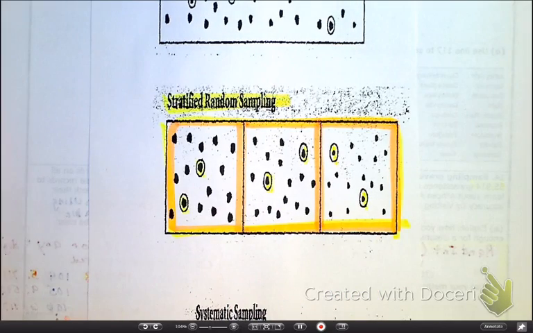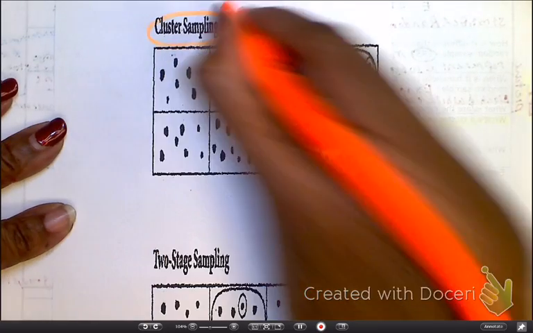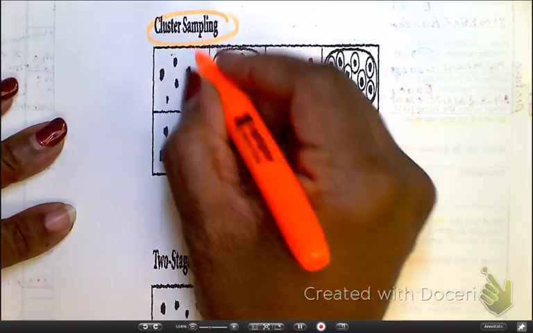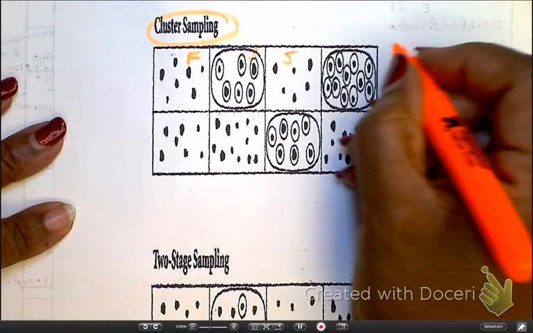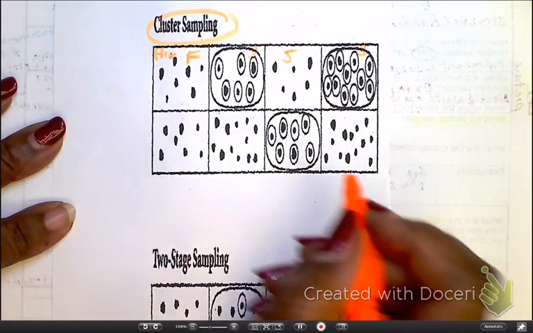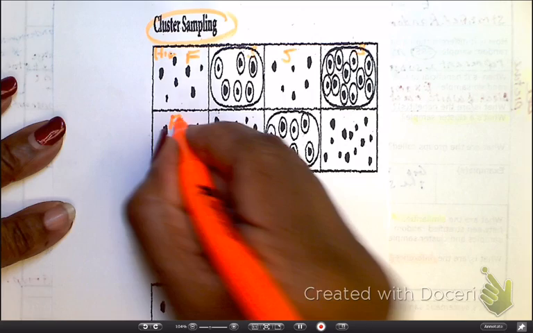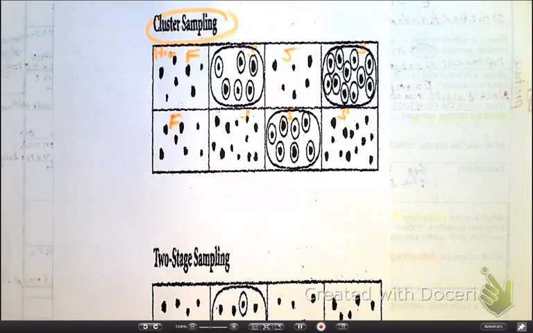Now let me show you a cluster. Here's an idea of cluster sampling. Let's say that this group is freshmen, this group is sophomores, this group is juniors, and this group is seniors in high school. And at the same time, I have the freshmen, sophomores, juniors, and seniors in college. So I'm asking a question of people that are between the ages of 14 and 21.